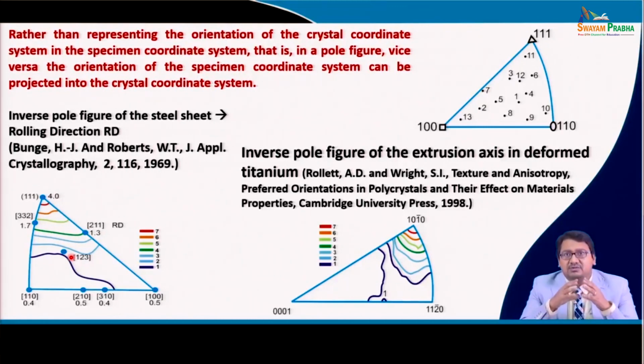So, you see that the important sample reference direction, that particular one, say it is the rolling direction, does not have a single component along it, right, single crystallographic pole along it.